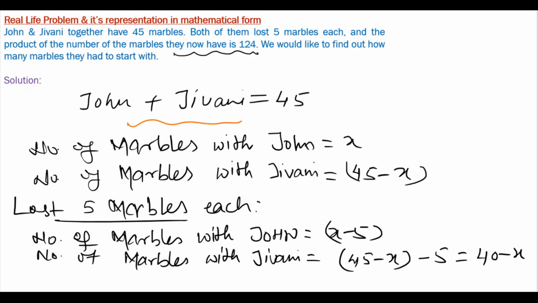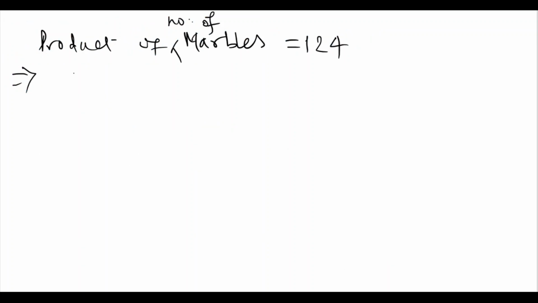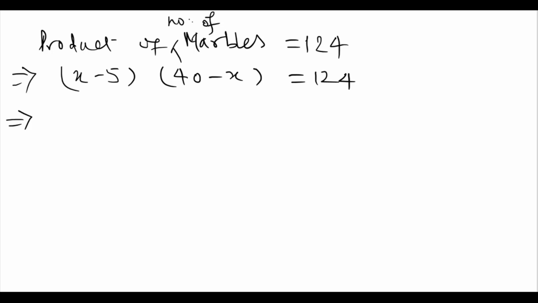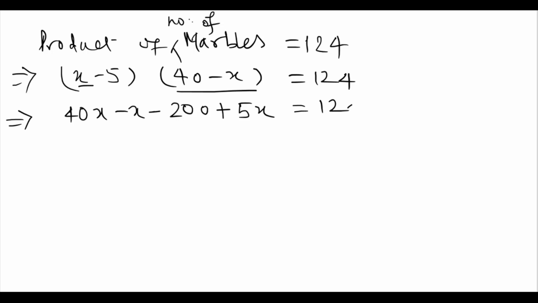With Zone it's x minus 5 and with Giovanni it's 40 minus x. So x minus 5 into 40 minus x is equal to 124, right? So this is 40x minus x square. I am multiplying x with this first. Now I will multiply minus 5. So minus 200, minus minus plus, this will be 5x, right, is equal to 124.